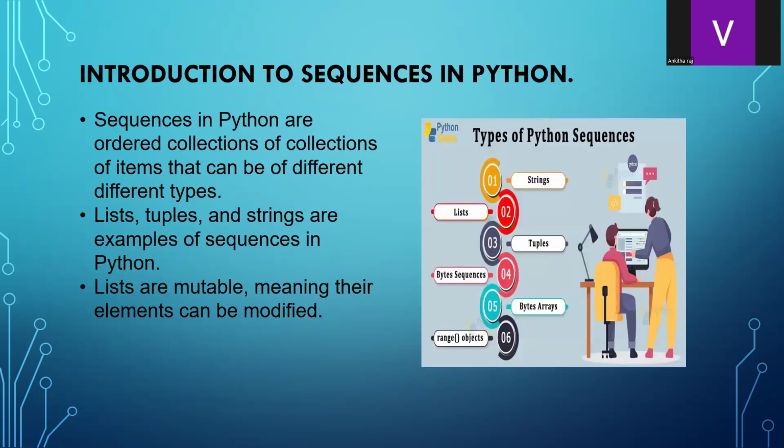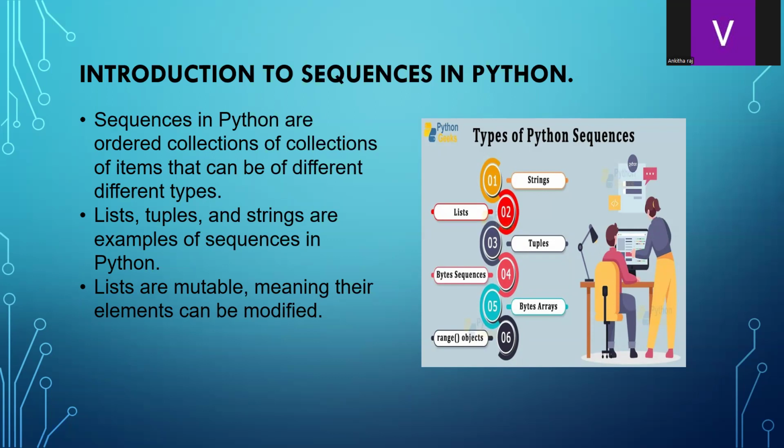Introduction to list sequences in Python. Sequences in Python are ordered collections of items that can be of different types. What is a sequence? In Python, a sequence is a collection of objects arranged in a particular order. A sequence can be a list, a tuple, or a string. Sequences are iterable, meaning you can loop over the elements in a sequence one by one.